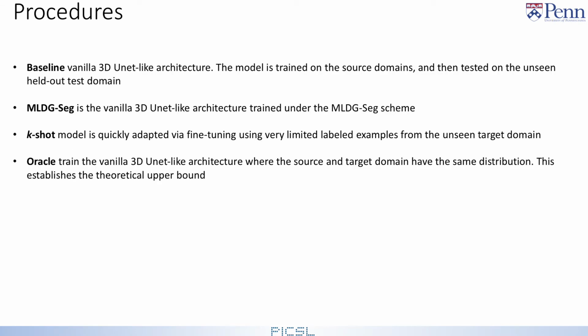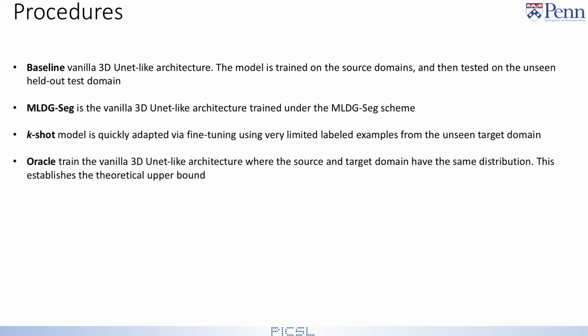We now describe the 4 procedures implemented for each of the 3 experiments. Since the MLDG method is model agnostic, we design a custom 3D U-Net-like architecture in the present work. Baseline is the vanilla U-Net-like architecture. The model is trained on the source domains and then tested on the unseen held-out test domain. MLDG-Seg is the vanilla 3D U-Net-like architecture trained under the algorithm as described earlier.